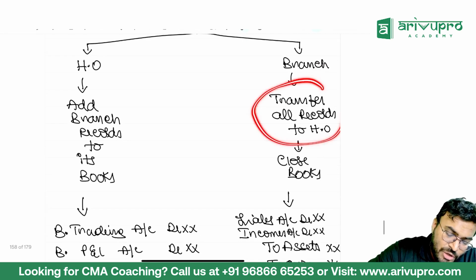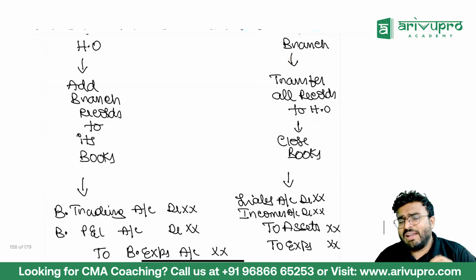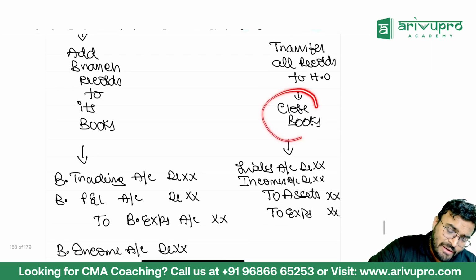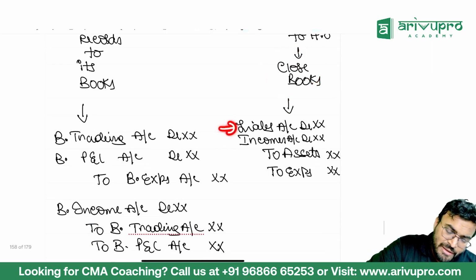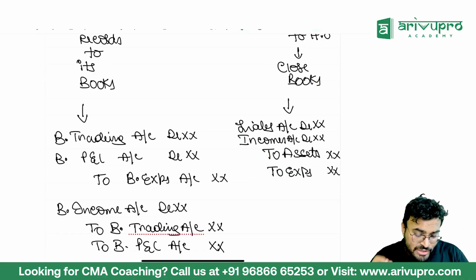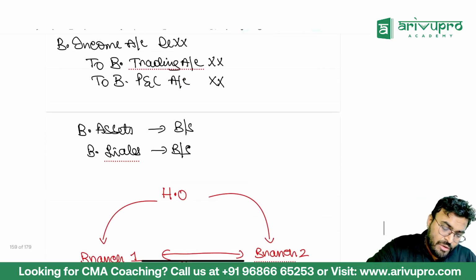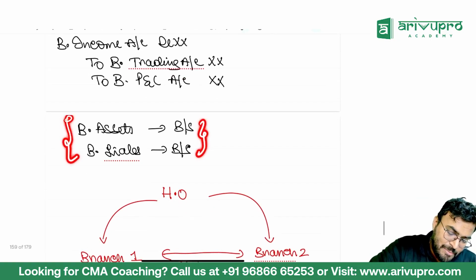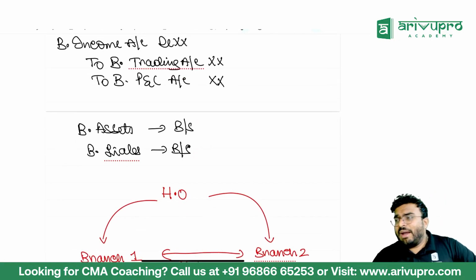What will branch do? Transfer all the records to head office. They say, okay, done, I maintained books, take the books, you prepare your financial statement. They will close the books. Liability, income, asset, and expense, they will remove. They will close their books and next year they will start their books fresh. Clear? Now, branch assets and branch liabilities will be shown in the balance sheet by the head office.